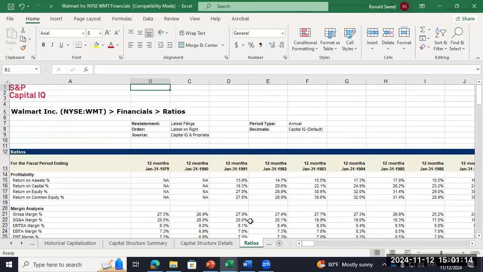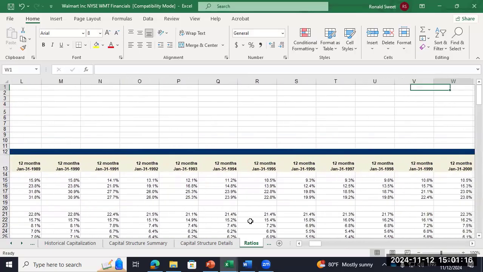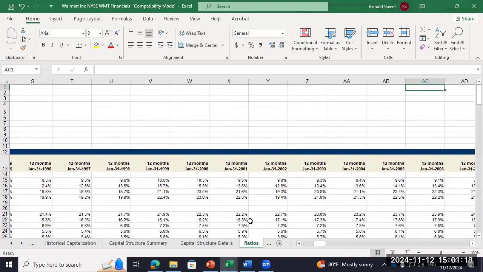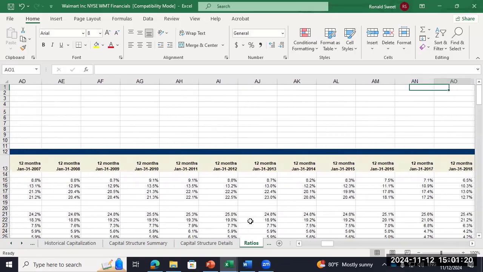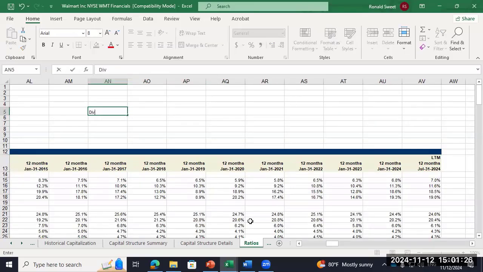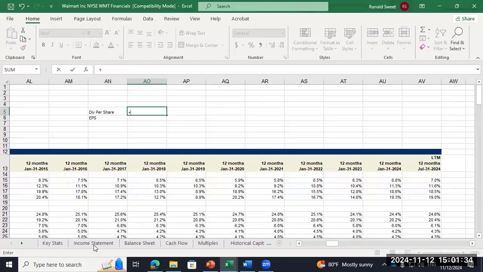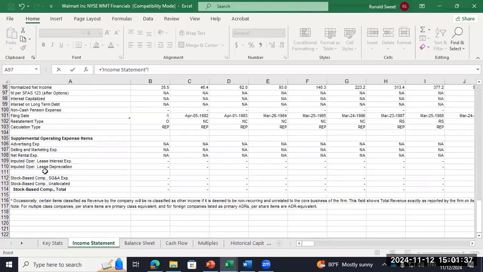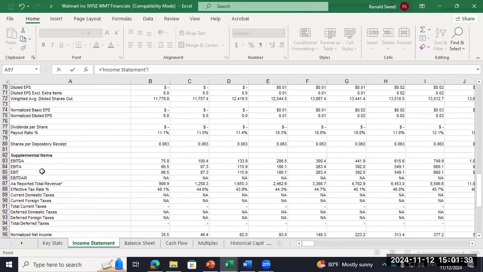Okay, so how do you get the retention? So retention, what you need is dividends per share and earnings per share. So dividends per share is probably on the income statement. So you've got to do some hunting around to find it. If y'all see it, let me know. Here's the dividends per share right here. I forget what year I'm using.